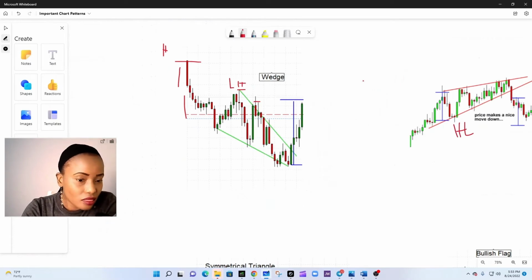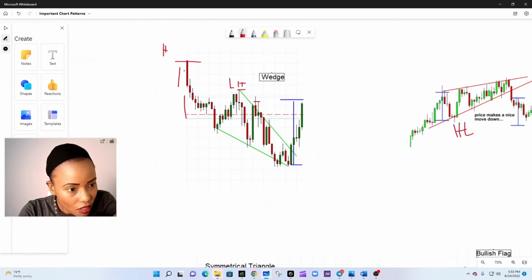So let's look at the wedge. How does the wedge form? You can clearly see that this is a downtrend market structure. It's a bearish cycle. How do we know? Price is moving from a high point and it's pushing lower and lower and lower.